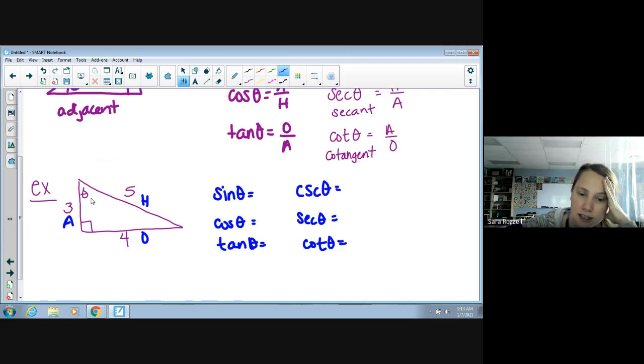So sine is opposite over hypotenuse, and those numbers are 4 over 5. Cosine is adjacent over hypotenuse, so that would be 3 over 5. Tangent is opposite over adjacent, which would be 4 over 3.